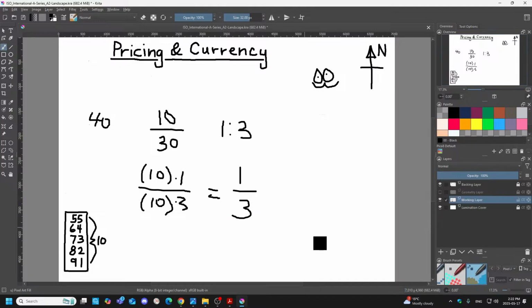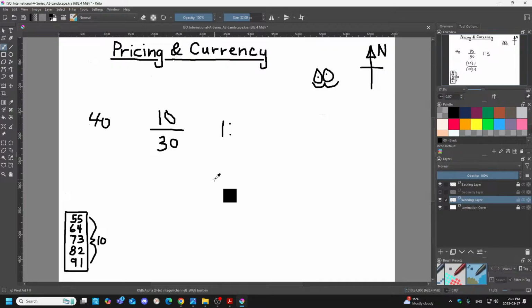Okay? Alright, that's enough of that. We need to continue with talking about ratios and proportion and such. Okay, there we go. That's ratio. Alright, what is proportion?